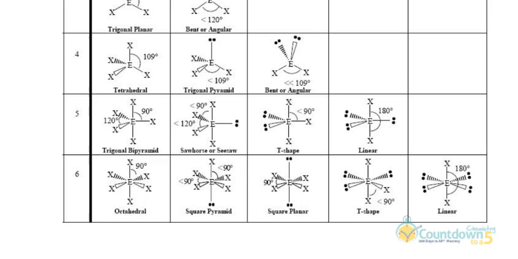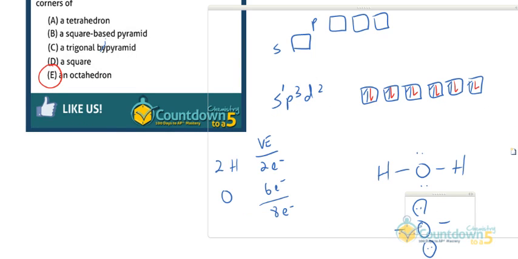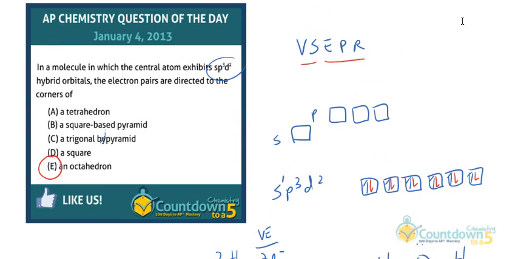So these things just have to be memorized, and in Countdown to a 5 we actually have all of these made as flashcards so you can memorize the shapes based on steric numbers and lone pairs.